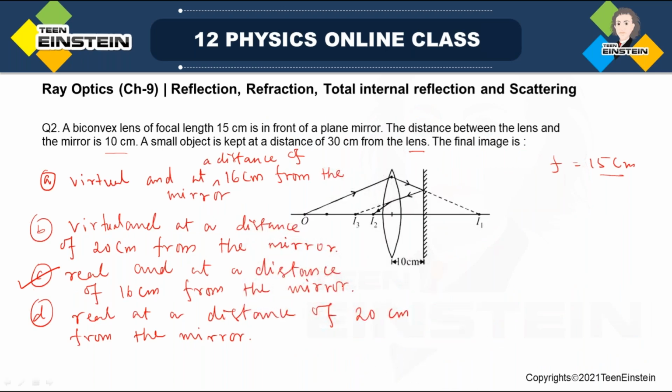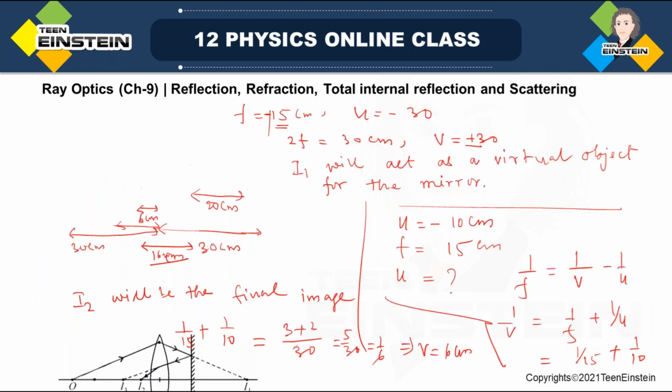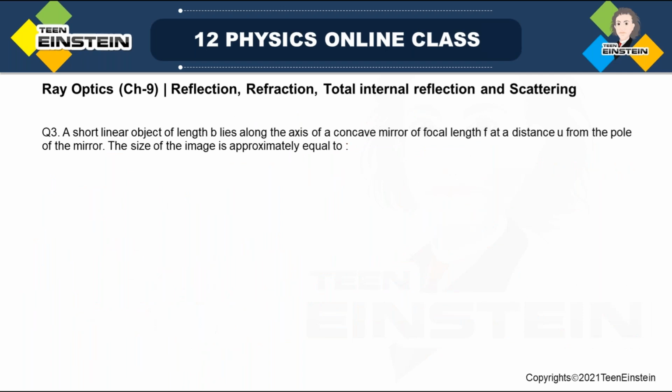So the final image is this I2, and this I2 is 6 centimeter from the lens. So from the mirror it will be 16 centimeter away, and it will be a real image. I hope you have understood this solution and how to think about it. All right, we'll go to the next question. We have picked up most of the questions from mirrors and lenses today.